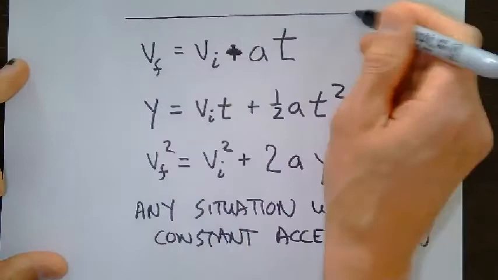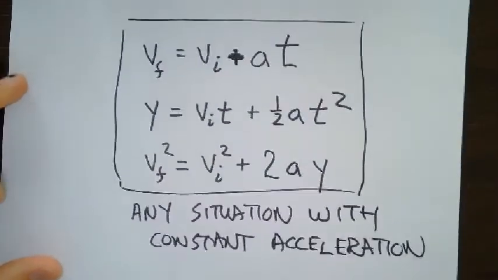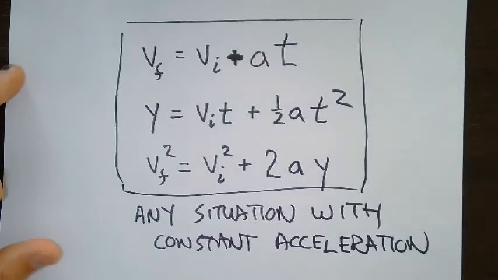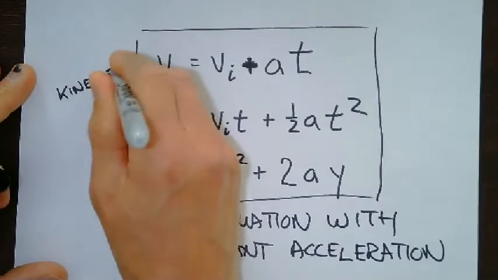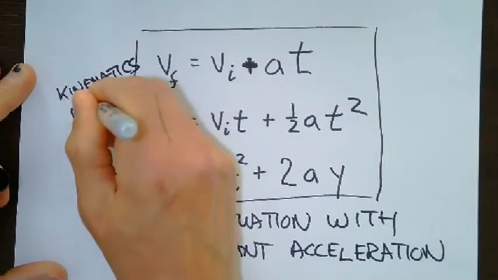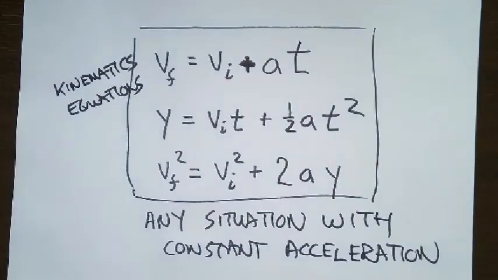So I'm going to put a box around these and just make the point that these are important equations. These are called the kinematics equations. So kinematics equations. And you can use them only with constant acceleration. All right. I think we've got enough down here.